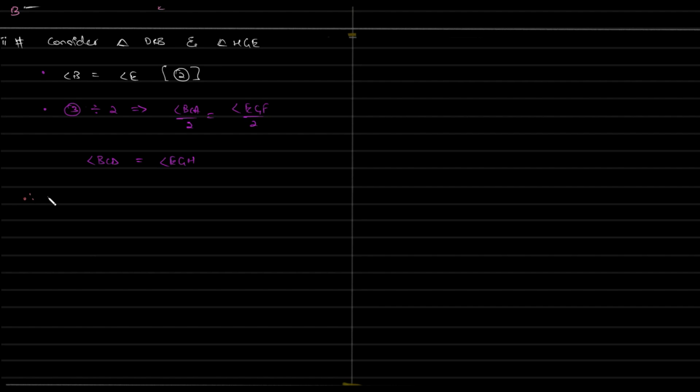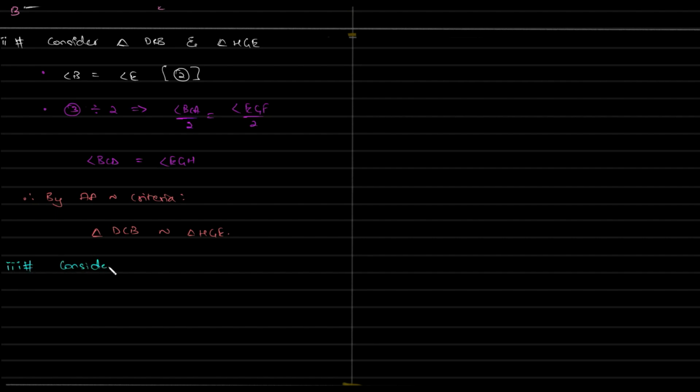So therefore, by AA similarity criteria, triangle DCB is similar to triangle HCE. The second question is proved. Similarly, the third question also. The ratio part, we can do it later, not an issue, because once the triangles are proven to be similar, then ratio won't be that difficult.